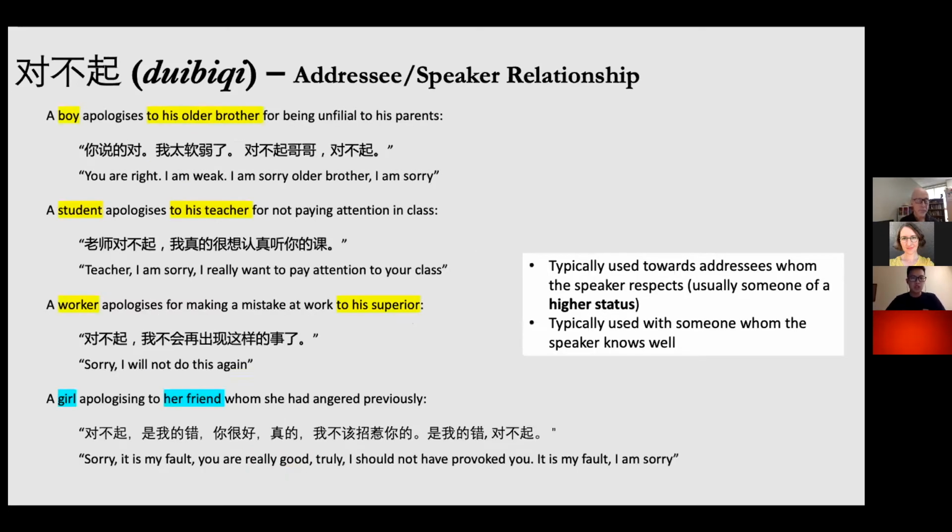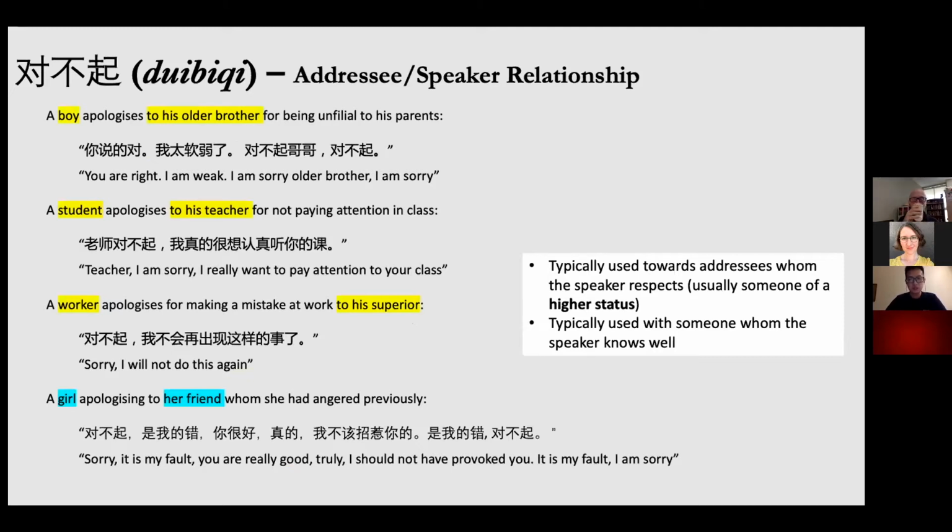Next, I'd like to address something very interesting, regarding the addressee and speaker relationship in terms of 对不起. As you can see from the first example, it is uttered from a boy to his older brother. The second is from a student to his teacher. The third is from a worker to his superior. This is interesting because it tends to follow a certain pattern.